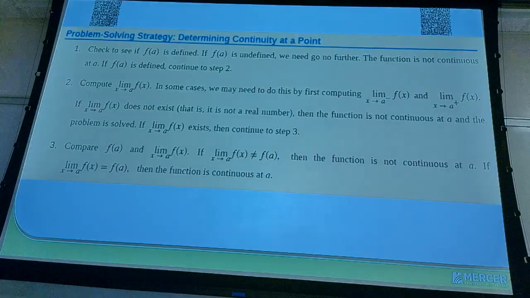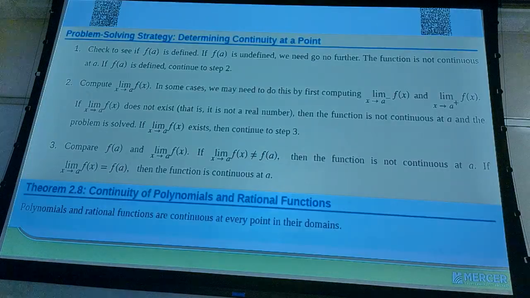Now, when are functions continuous? Polynomials and rationals are continuous over their entire domains. Right? That's not difficult to prove.